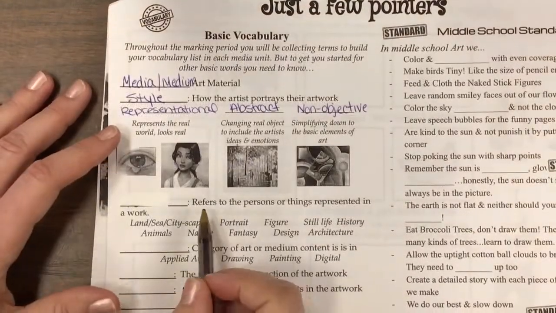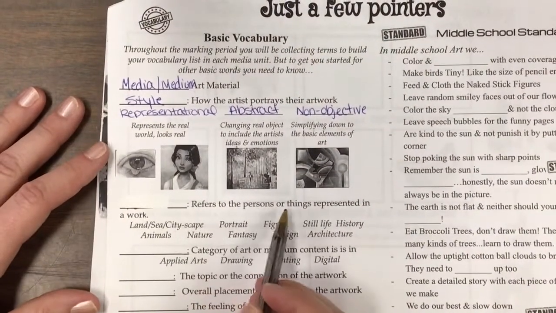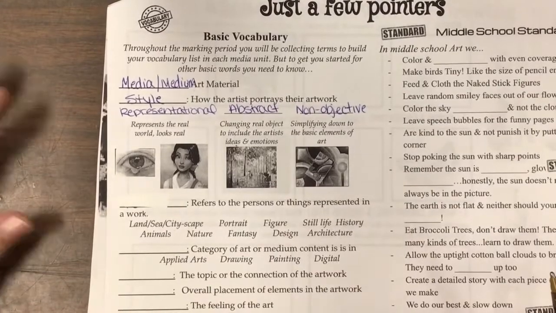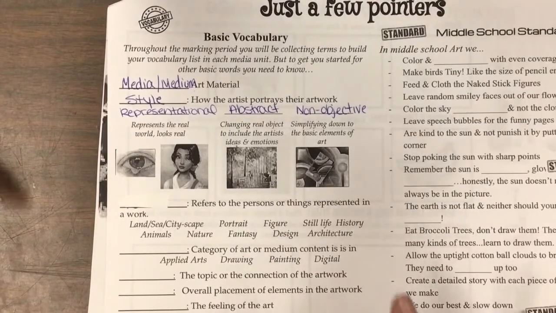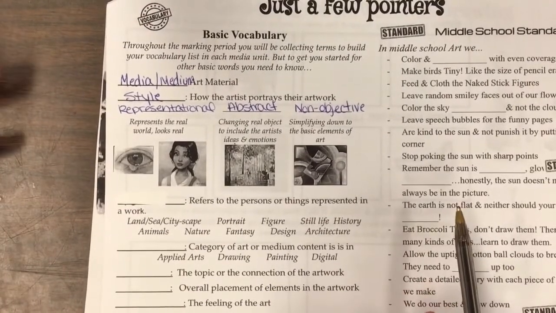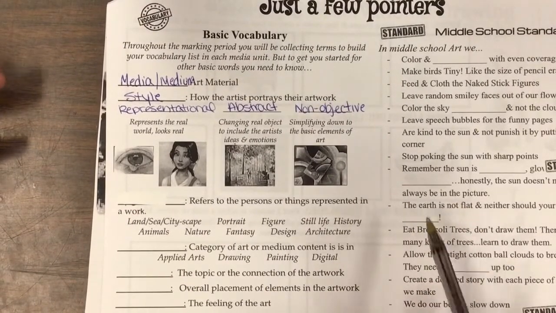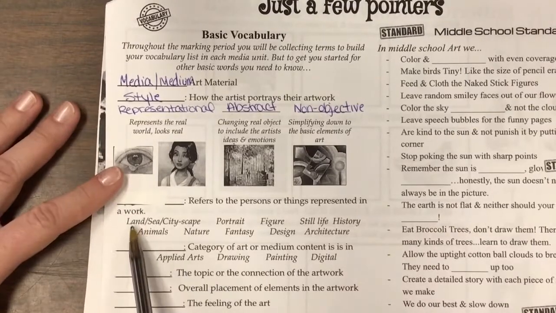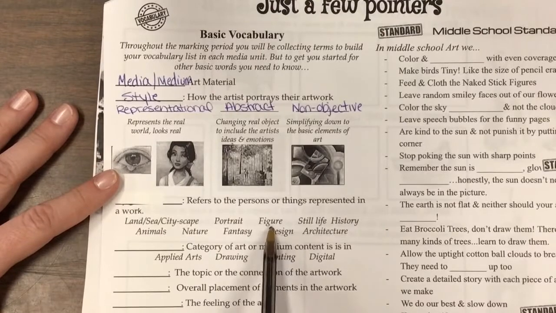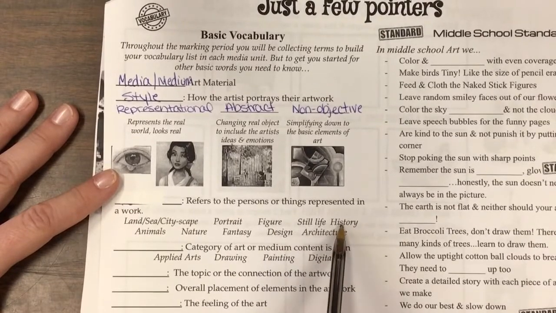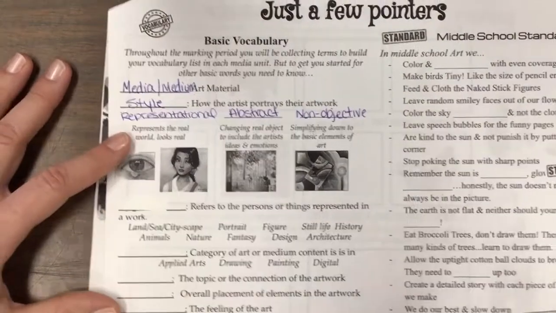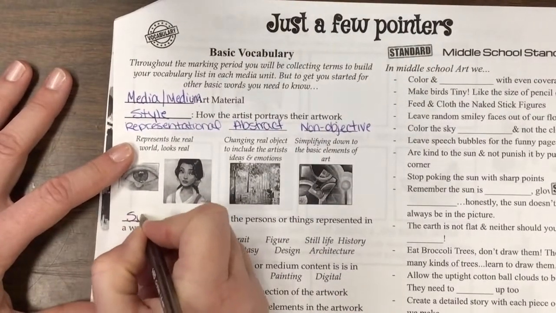Okay, so the next one refers to the person or things represented in the work. These are subjects, okay? You're probably gonna notice that the art labs are surrounded by subjects. So subjects is, what is your artwork of? What is the main kind of focus of it? Is it like a landscape, a seascape, or one of those? Portrait, figure, still life? Is it history driven? Animal, nature, fantasy, design, architecture. So subject.